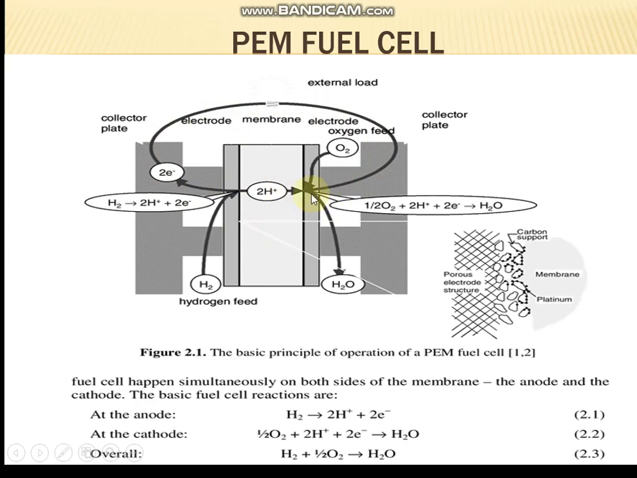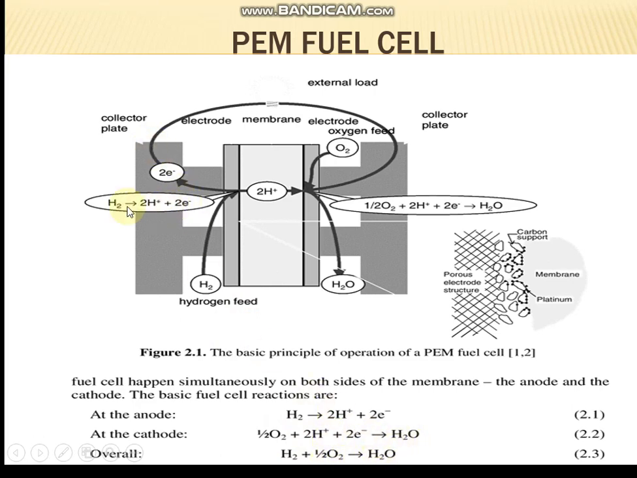The proton goes through the membrane. This is the anode, and this is the cathode, where it meets oxygen molecules. This is the reaction for oxygen, and the final output is H2O. At the anode we split hydrogen into two protons and two electrons. At the cathode, half an oxygen molecule meets the protons and electrons, and we get H2O as output. The overall reaction is H2 plus half O2 equals H2O.